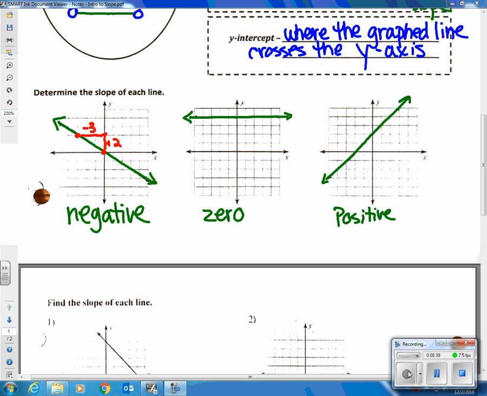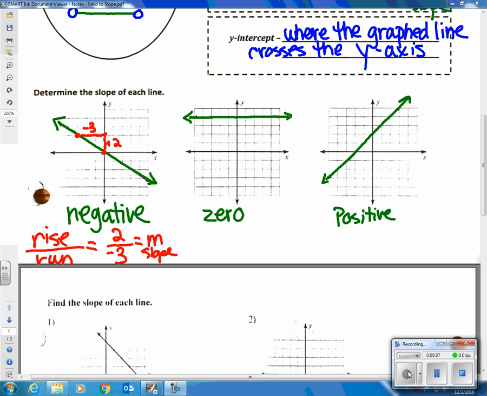And remember, our formula was rise over run. This is what we need to remember. So the rise was a +2, and the run was a -3. So right there, that is my slope. And remember, slope equals m. So the slope is -2/3, or you can even put the negative on the outside.